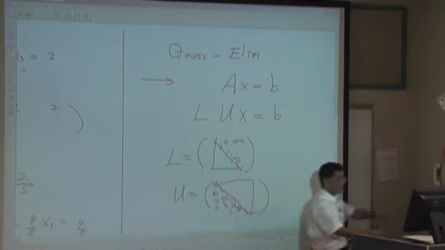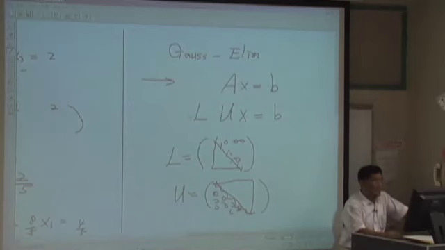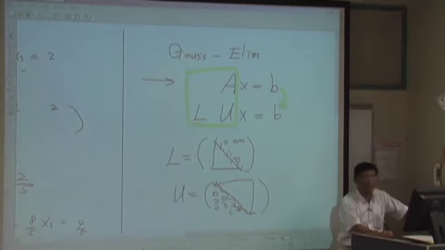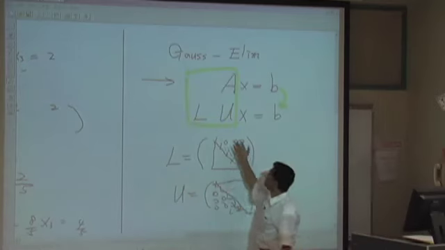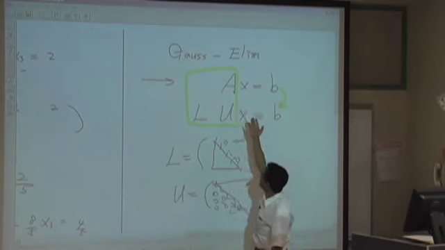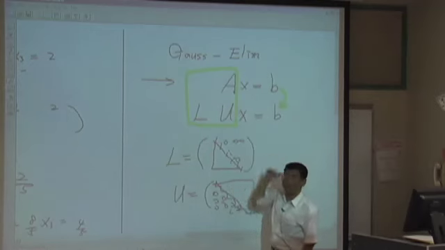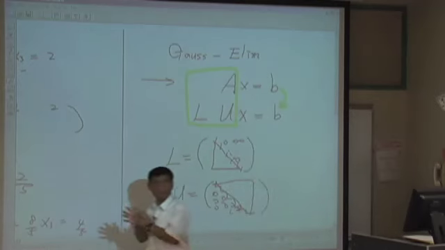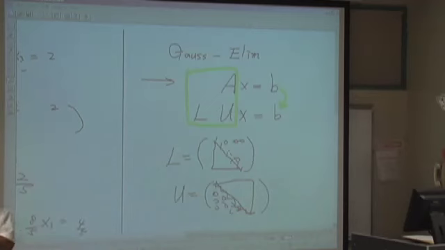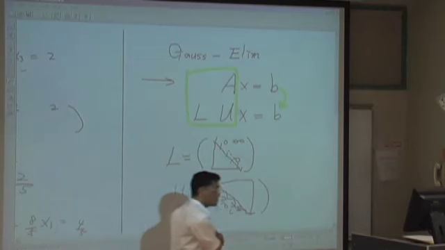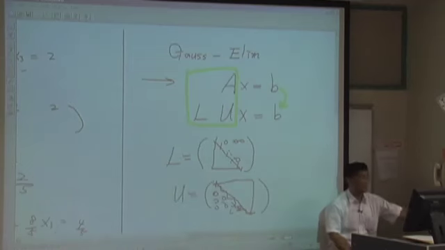So take a look. Once you look at this difference, only difference happens here. A became L times U. Because of this reason, the method is called LU decomposition. But take a look. It is slightly different from the previous one. What is the difference? It doesn't involve the right-hand side at all. It doesn't involve the n plus first column at all.